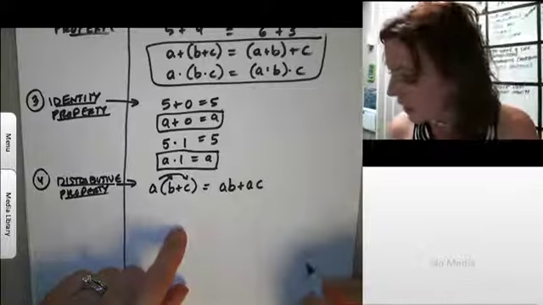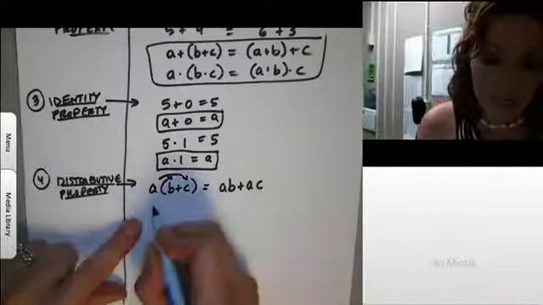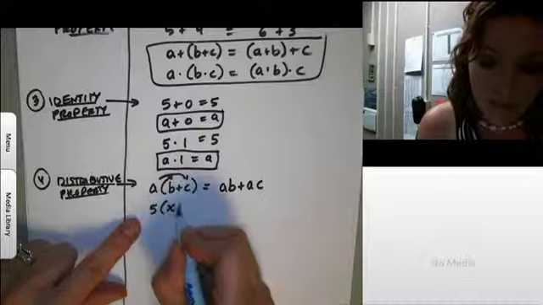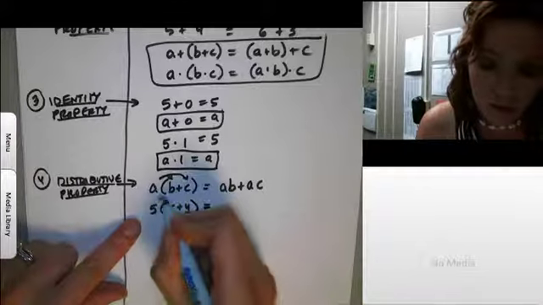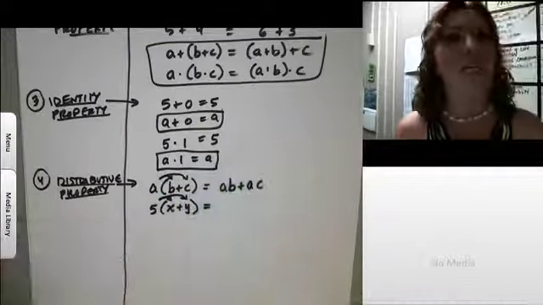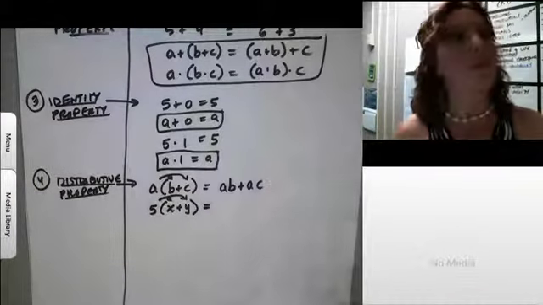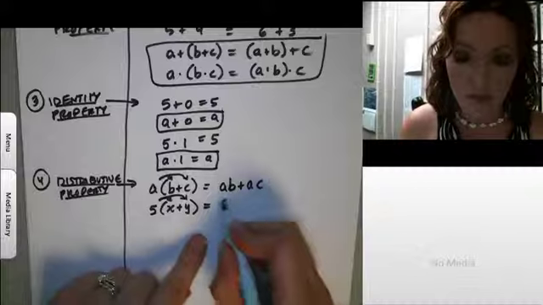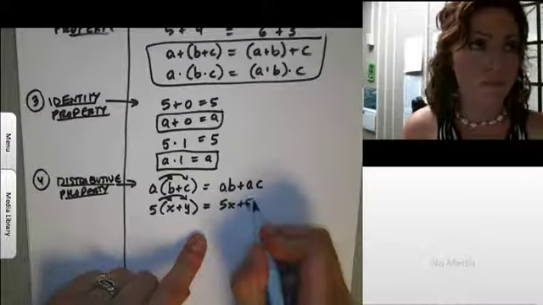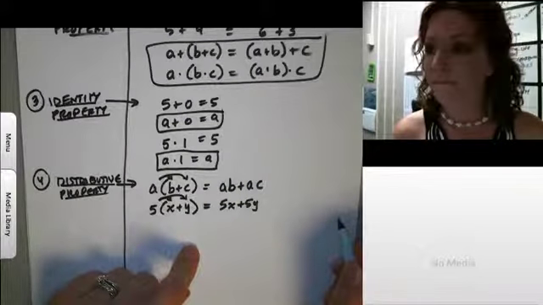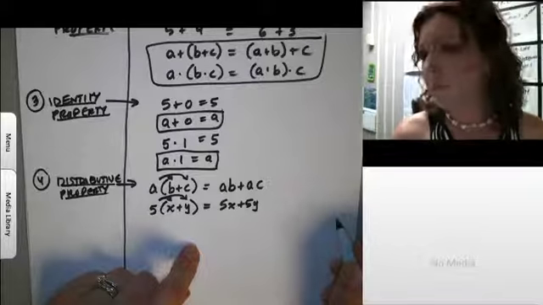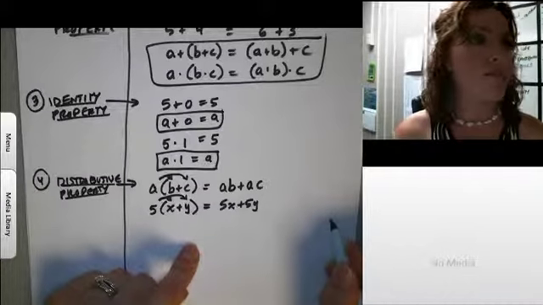Okay, so if we look at a more specific example of that, 5 times x plus y, if we distribute that, can somebody tell me what we get when we distribute the 5 into the parentheses? Rebel: 5x plus 5y. Good. And how did you get that? I distributed the 5. Good. 5 times x is 5x. 5 times y is 5y.